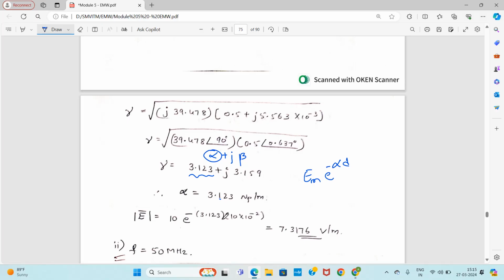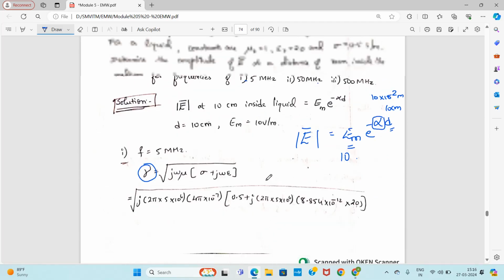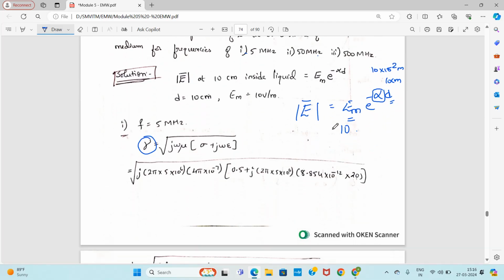Same procedure is repeated with the frequency of 50 megahertz. In the same equation, omega is equal to 2 pi f, right? So f is changed to 50 mega and you're calculating it again. And in the third case, you're going to use f as 500 mega and do the same thing. So one formula and you have to keep on repeating for different frequencies.